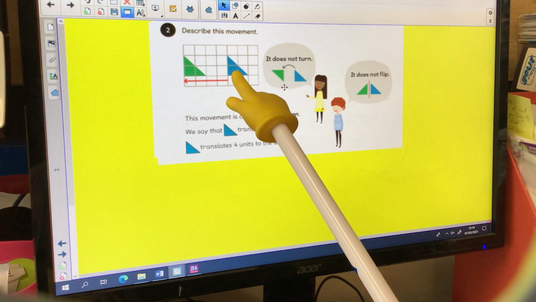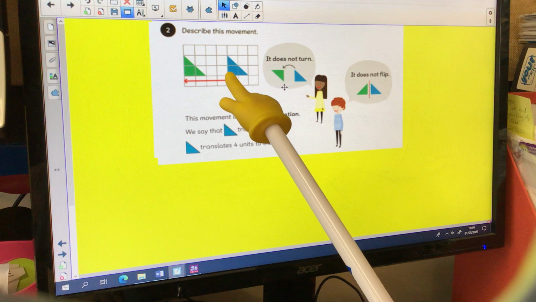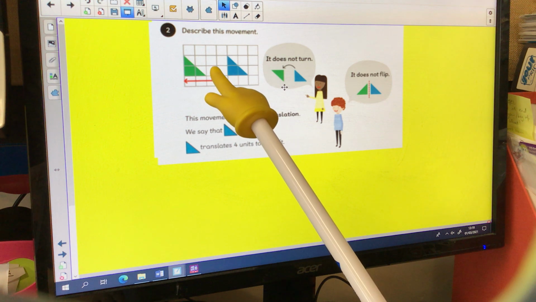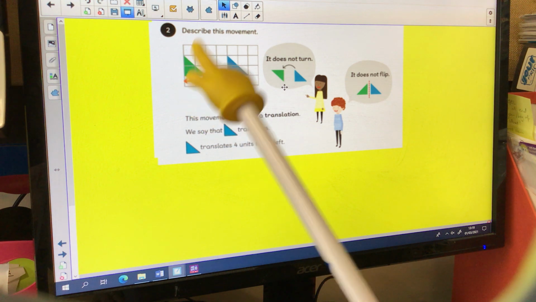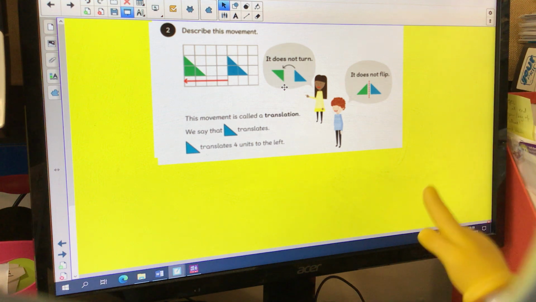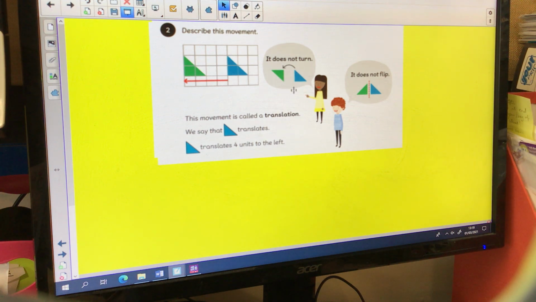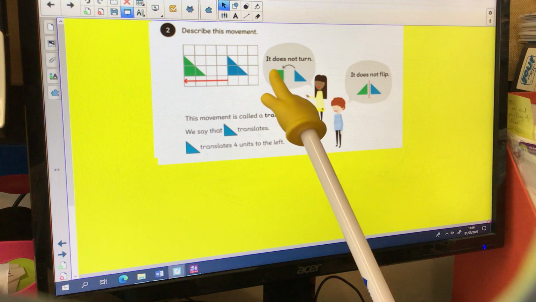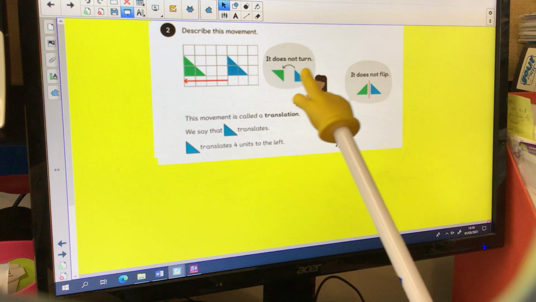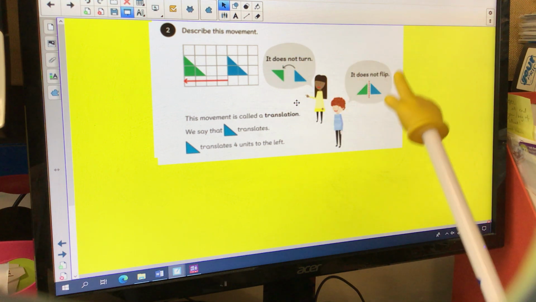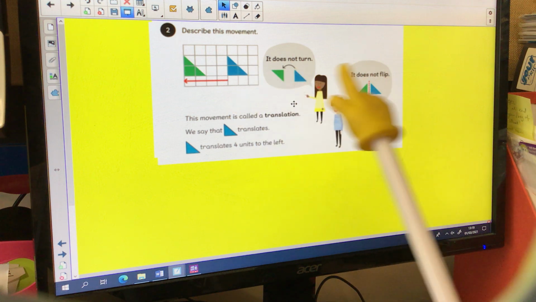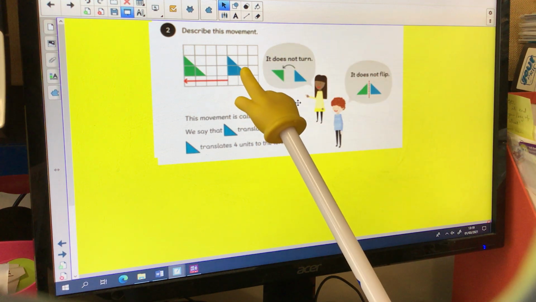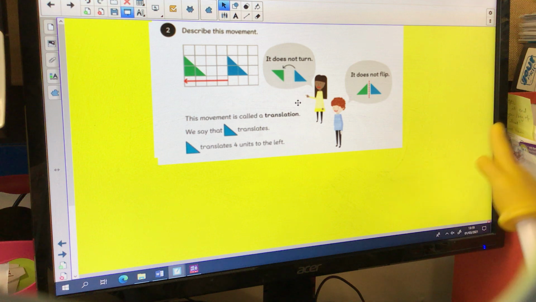So let's check that it's 4 units across. There's the corner of the triangle. 1, 2, 3, 4. Yes, it's moved. It's translated 4 units. Okay? So just to be aware that we're not talking about turning. And we're not talking about flipping shapes. We don't do that when we translate. We just pick it up and we move it. Okay?